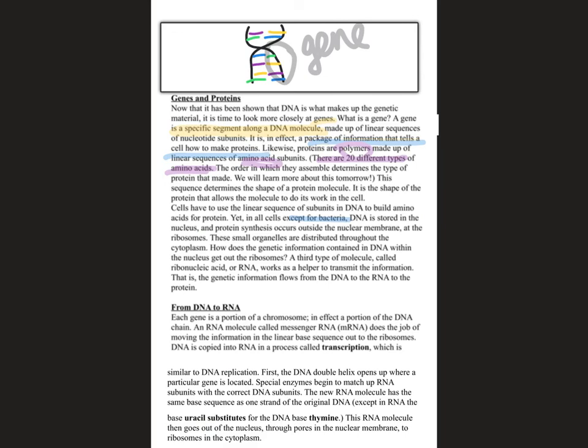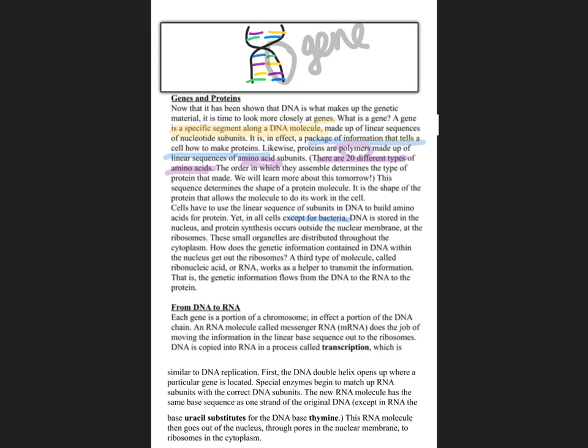Okay, so genes and proteins. Now that it has been shown that DNA is what makes up the genetic material, it is time to look more closely at genes. What is a gene? A gene is a specific segment along a DNA molecule, made up of linear sequences of nucleotide subunits. It is, in effect, a package of information that tells a cell how to make proteins. Likewise, proteins are polymers made up of linear sequences of amino acid subunits.